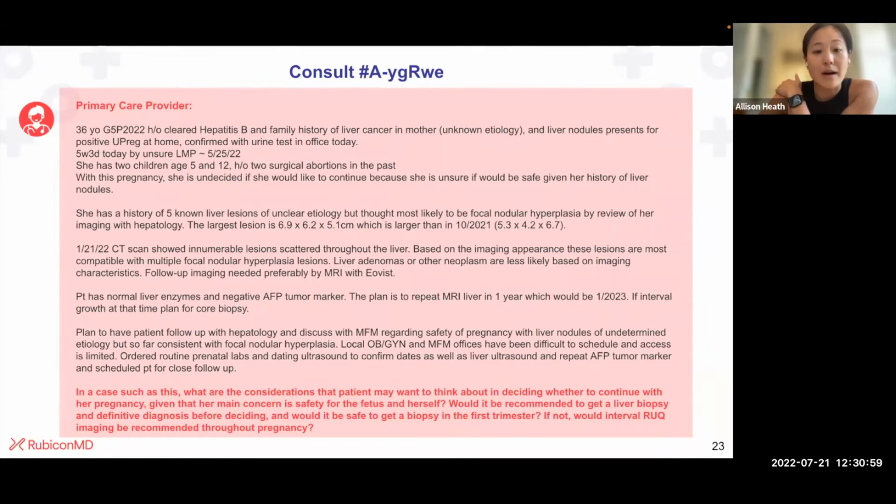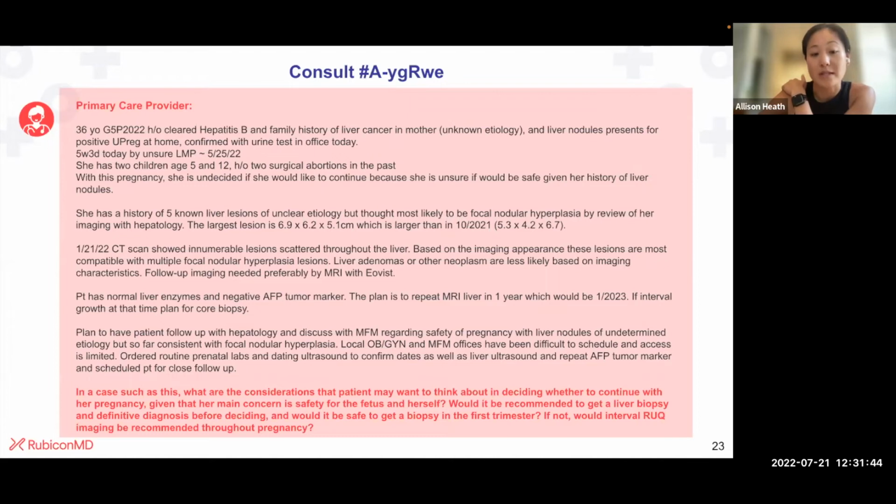And even though most of these lesions are consistent with this benign focal nodular hyperplasia, the patient has normal liver enzymes, a negative tumor marker, and the plan was for her to get an MRI in the next January. And so the PCP had submitted a consult saying that the plan was for her to follow up with hepatology and discuss with MFM, which is a maternal fetal medicine specialist. But local OBGYN and MFM offices have been difficult to schedule and access is limited. And so the PCP had asked, what are the considerations that the patient may want to think about in deciding whether to continue with her pregnancy?